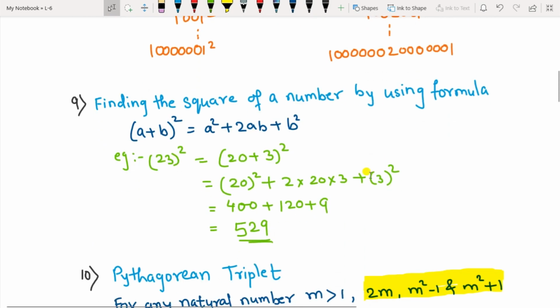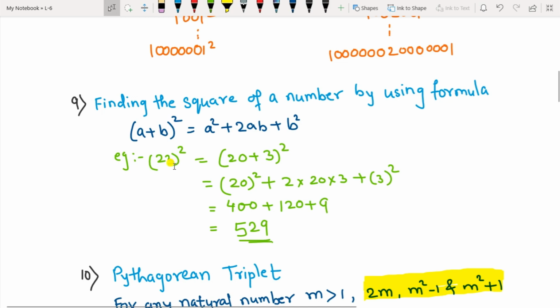Point 9 is finding the square of a number by using the formula (a plus b) the whole square. Expansion for this is a square plus 2ab plus b square. A is the first term and b is the second term. So for example, if 23 square is given, you want to find the square of 23, then you need not multiply 23 into 23, but can apply this formula and solve it easily.